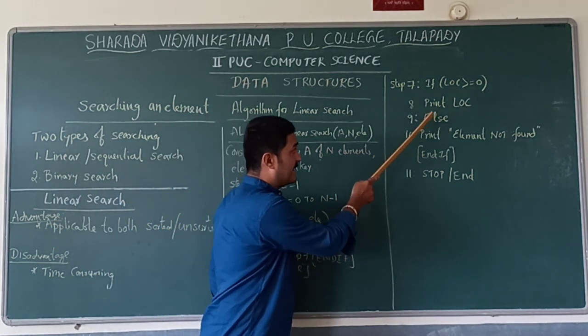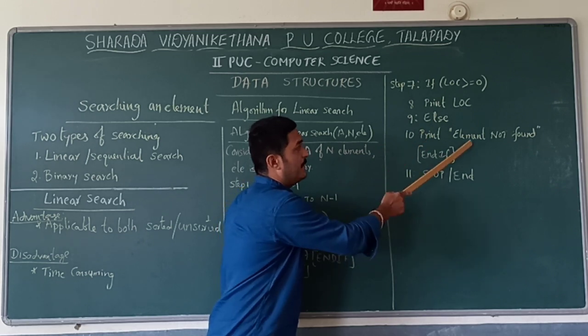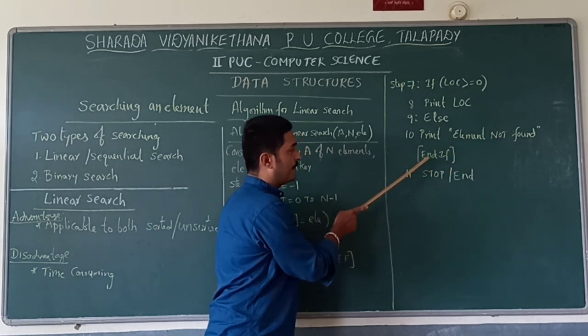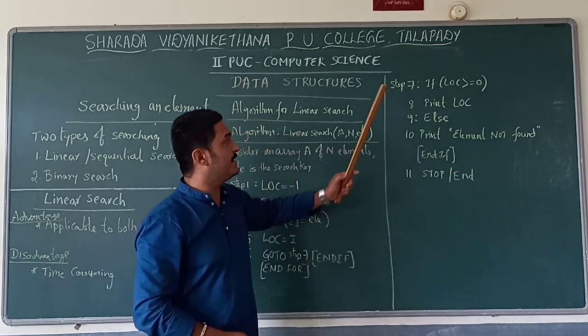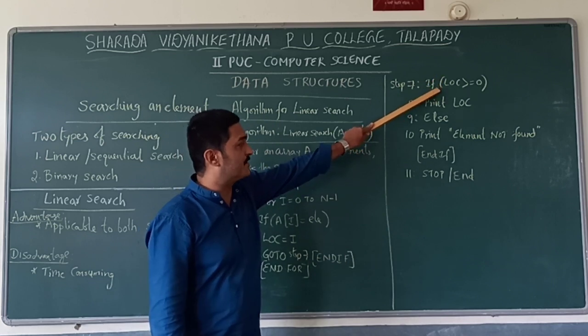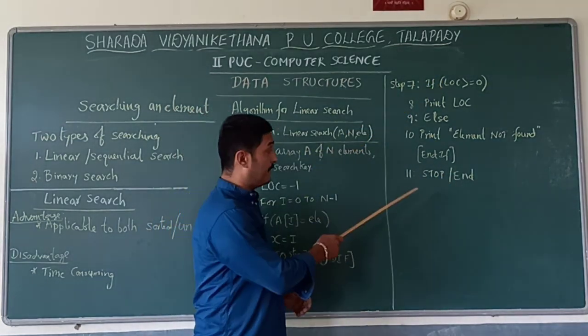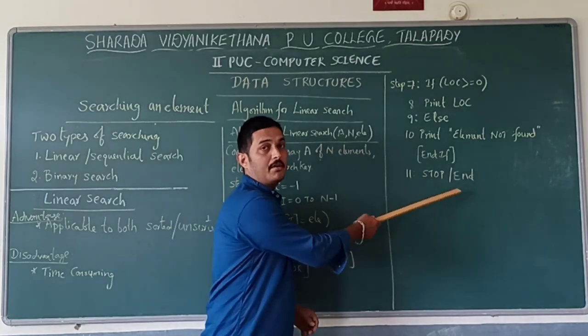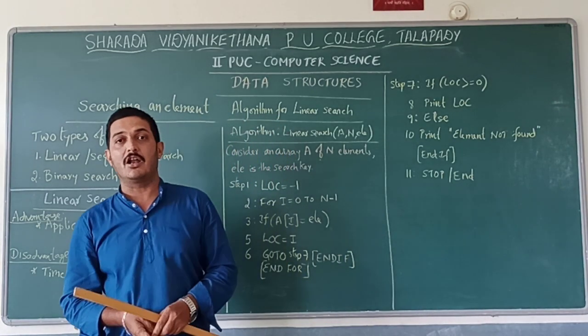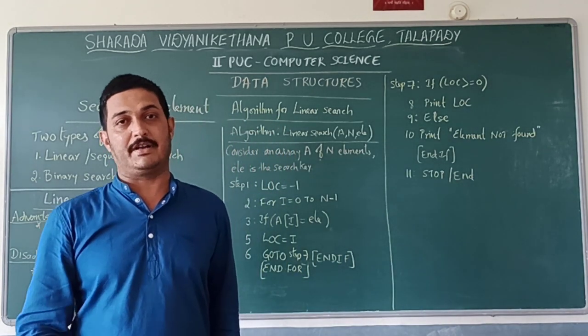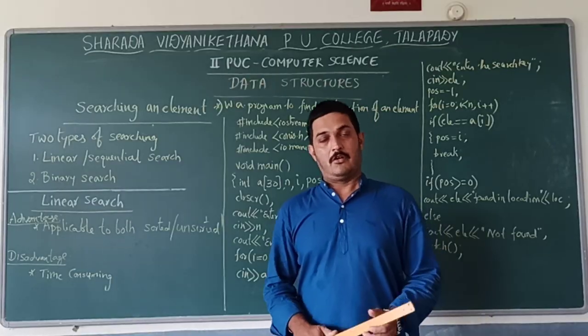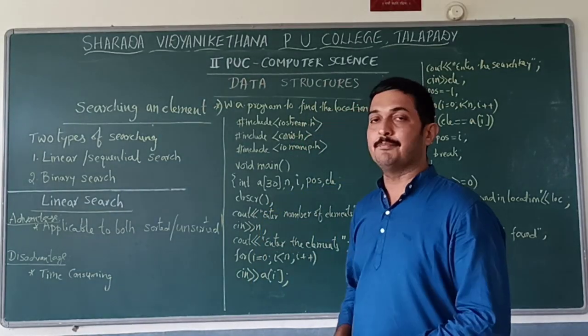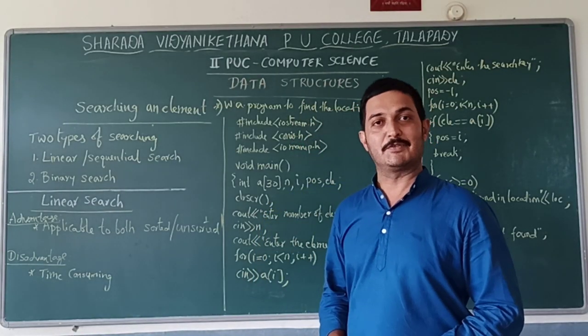Next, else, if it is not, print element is not found. Next we have to use endif. Endif indicates the end of this particular if statement, and then step number 11, stop or end. Okay, these are about the algorithm of the linear search technique. Let us see how to implement the linear search method in C++ programming.